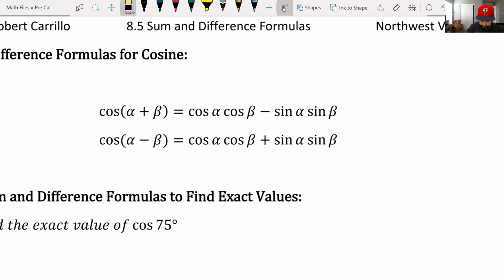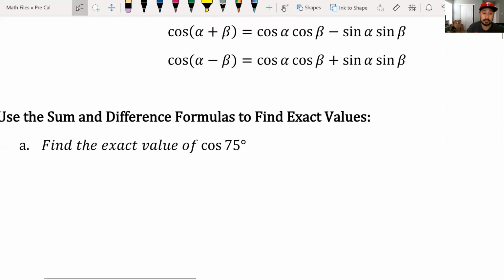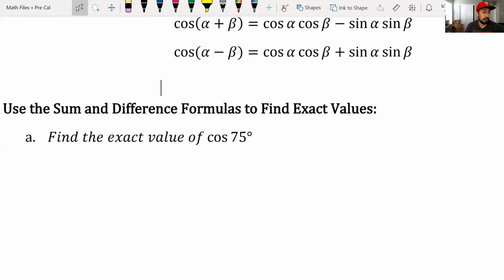Like our first example is cosine of 75 degrees. Look at your unit circle. Do you see 75 degrees on there anywhere? No, right? We only have values for 30 degrees, 45 degrees, 60 degrees, 90 degrees, no 75 degrees. So this is why the sum and difference formulas were created. So this means we're going to take 75 degrees, split it into 2 angles, alpha and beta. And those 2 angles must belong on the unit circle.